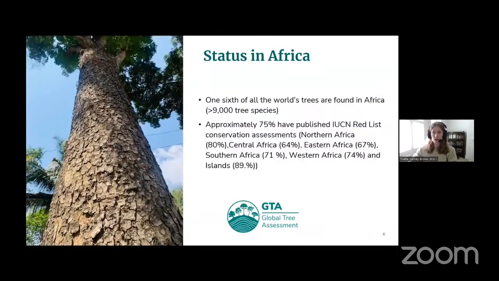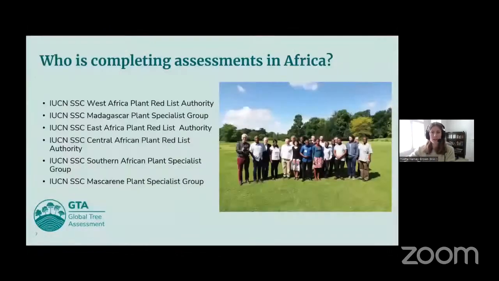So what's going on in Africa? One sixth of all of the world's tree species are found in Africa, so over 9,000 tree species, and approximately 75% of them have published conservation assessments on the Red List. Different areas have different percentages, but we're making progress all of the time to try to get these numbers as close to 100% as possible. We're really lucky in Africa that we have a lot of botanical expertise, and additionally a lot of red listing expertise as well.